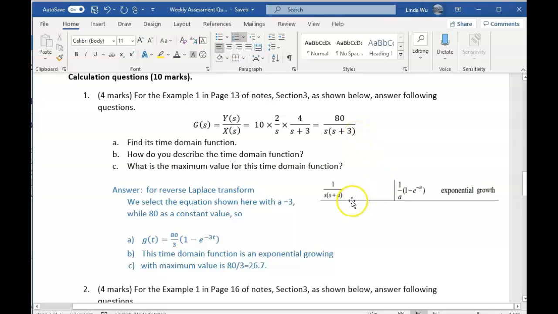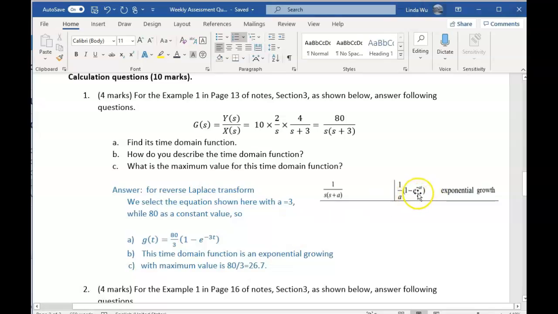So here, I just copy that expression. You can see in this expression we have a corresponding a equal to 3. But we have an 80 here. So 80 we can treat as a constant value. A constant value multiplied in the s domain is also multiplied in the time domain. So 80 will stay as a constant value. The result 1 over a is 1 over 3, so we have 80 over 3.